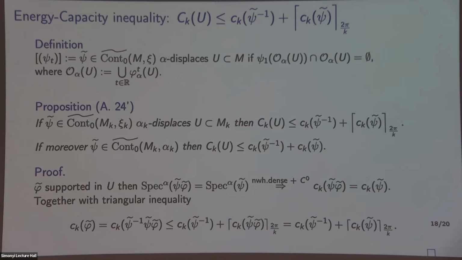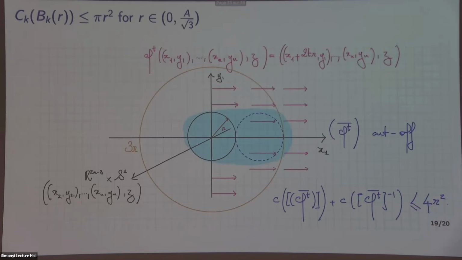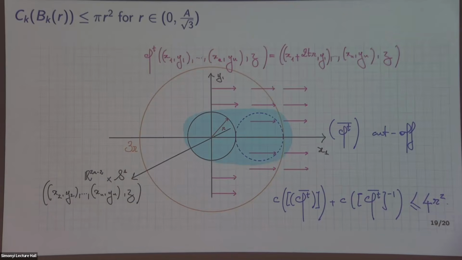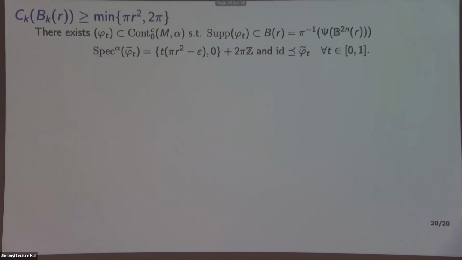Okay, and so then it's not so hard to displace the ball by a contactomorphism whose energy is not too big. So this is the idea on how to get the lower bound, the upper bound, sorry, using this energy-capacity inequality.